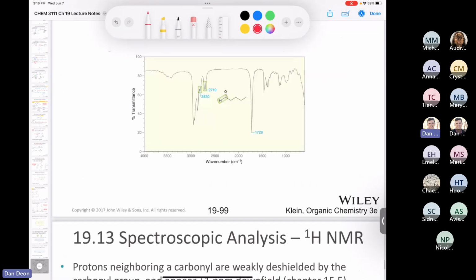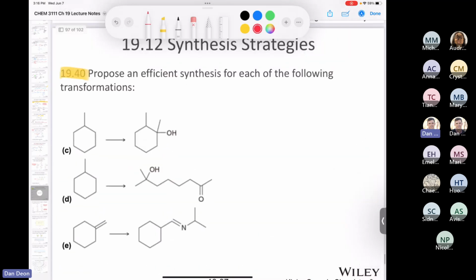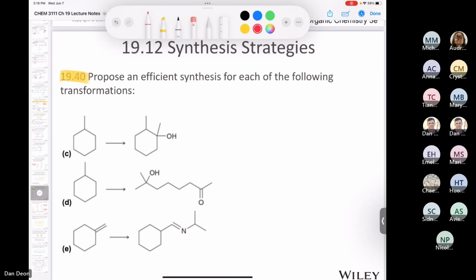And so with all that in mind, let us go back here, now that we've got some real synthetic prowess. And the first thing we want to do with question C here is take a look at the carbon skeleton. We're starting with something that's got 7 carbons.